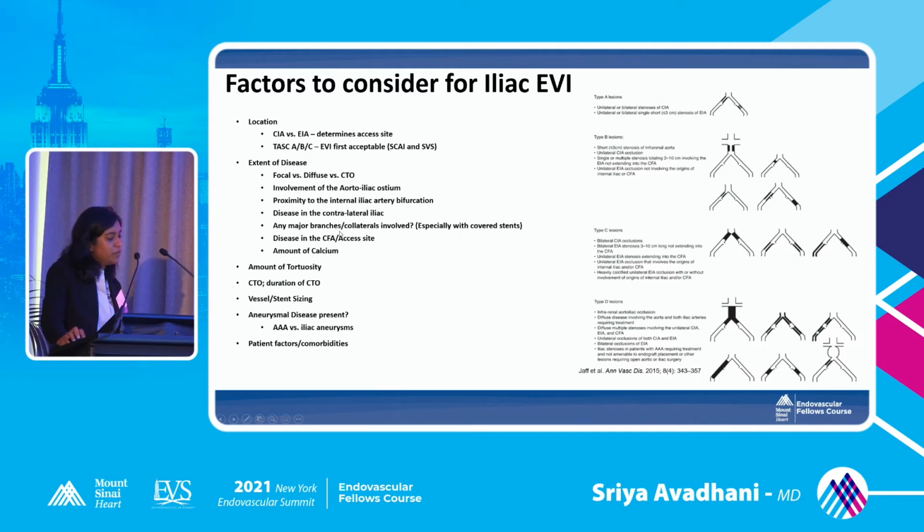But also, especially in the case of chronic total occlusions, you want to see if you have any major collaterals, especially if you're considering covered stents, any major branches or collaterals that are involved that might be jeopardized based on your intervention. And also the presence of any aneurysms, which can often happen with these lesions.